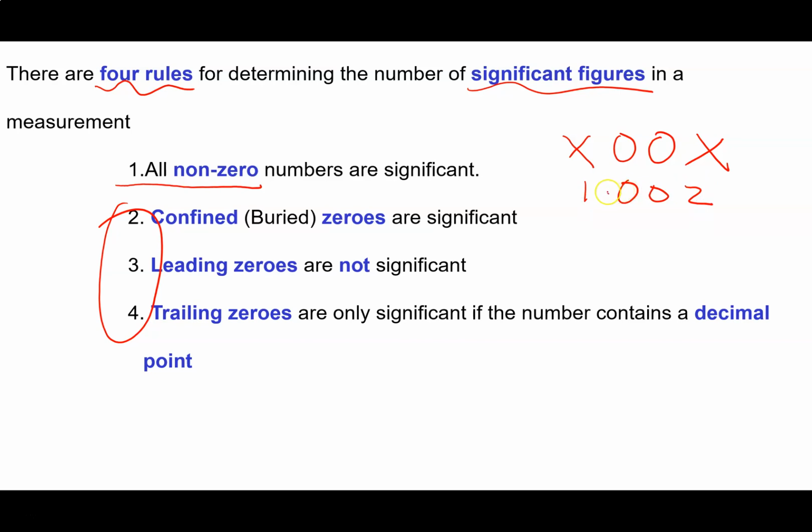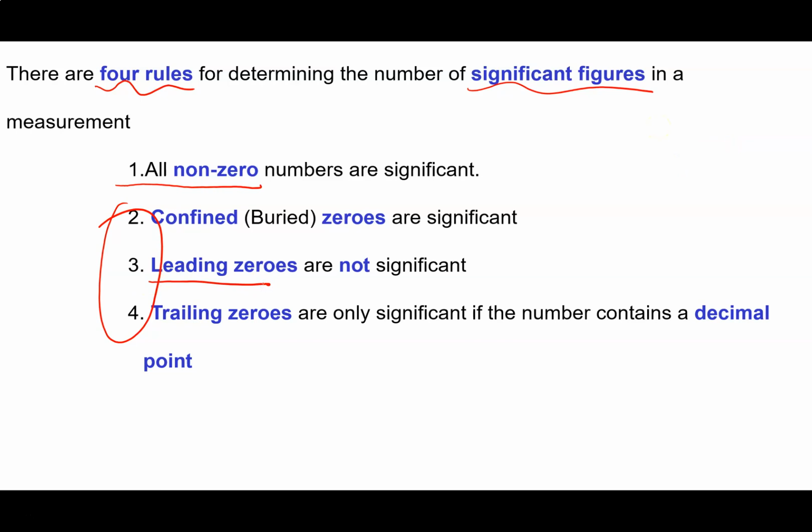And you can see here, if you take those out, then we get a very different number, right? 12 is not an approximation of 1002. So we can't just cut zeros out in the middle of the number without changing the meaning of the number.